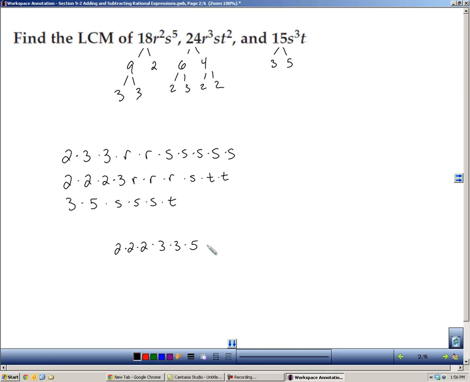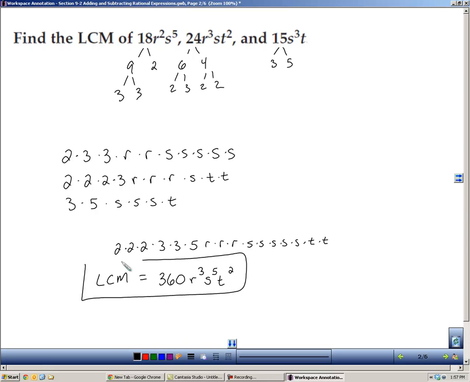It looks like 3 r's are the maximum number of r's. 5 s's. And 2 t's. So if we put all of this together, my least common multiple is 360 r to the third, s to the fifth, t squared. That means each of these monomials is a factor of that monomial.